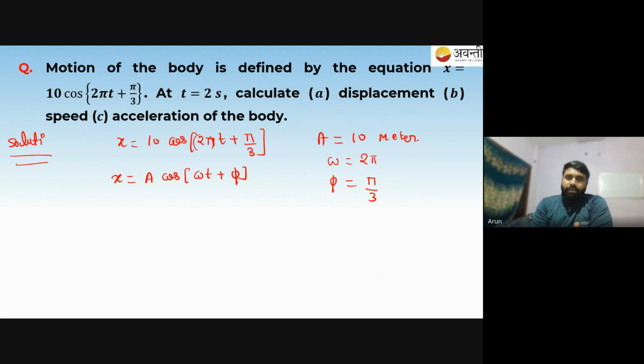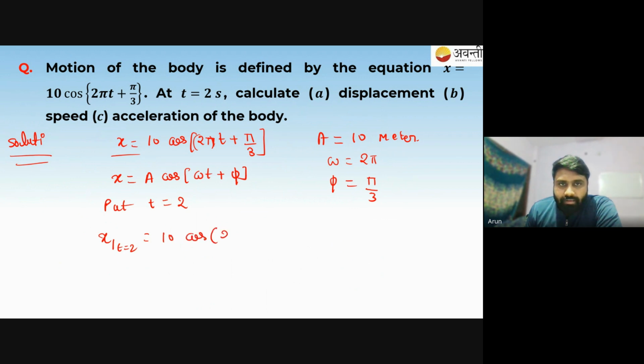Now we need to calculate the displacement at 2 seconds. So it is very simple. Put t equals 2 in this expression. So you will get x at t equals 2, which is 10 cos(2 pi into 2 plus pi by 3). So this will become some of the trigonometric formulas you will revise.